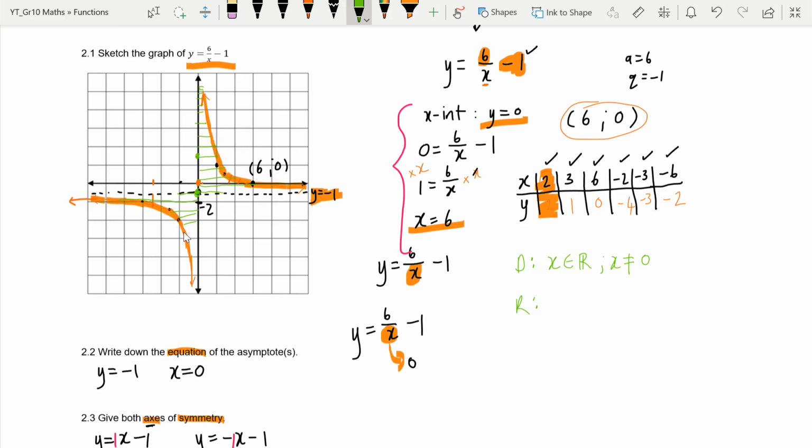So same as with our domain, our y is an element of real numbers, but there's one exclusion. y cannot be whatever the asymptote is, in this case, -1. So whatever your q is, that will be excluded for your range.